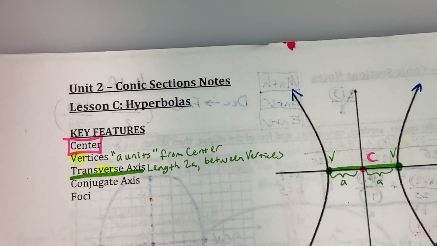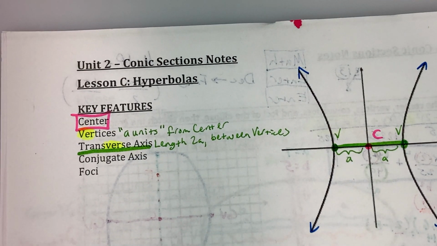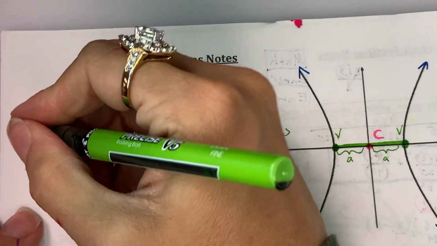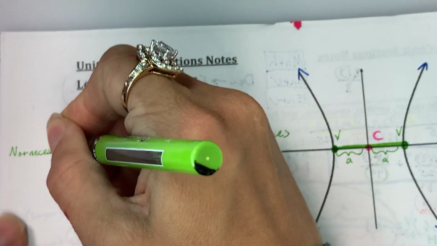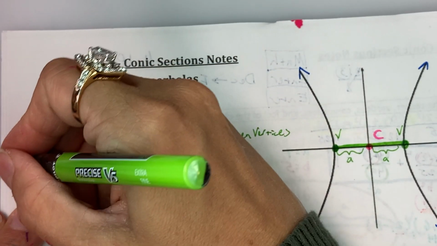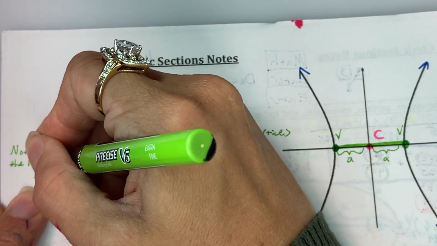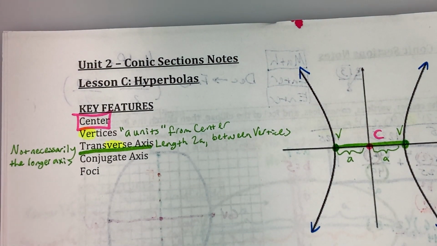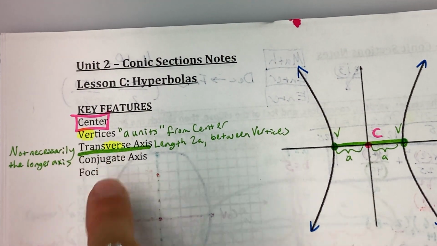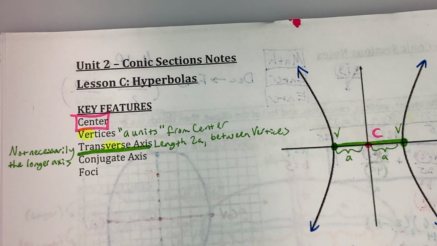And you may be wondering, isn't that kind of the same thing as the major axis? Why don't we just call it the same thing? The transverse axis is different because it is not necessarily the longer axis. Major implies bigger than minor, but the transverse axis is just between the vertices. So it might be shorter than our other axis, it might be longer. It all depends on our a and b values.